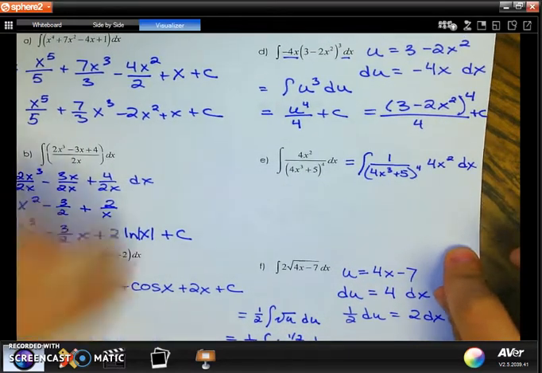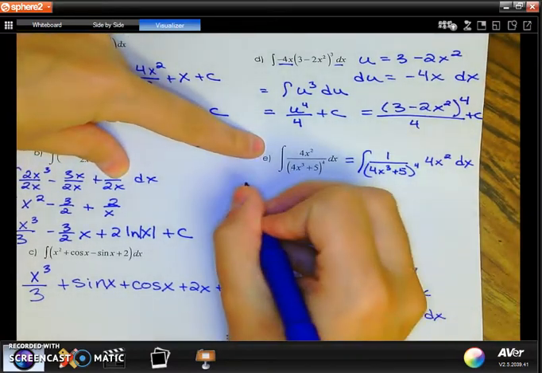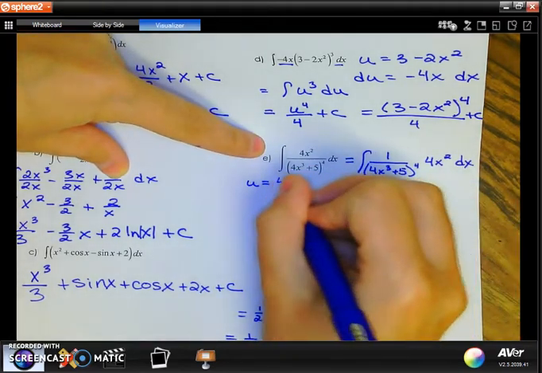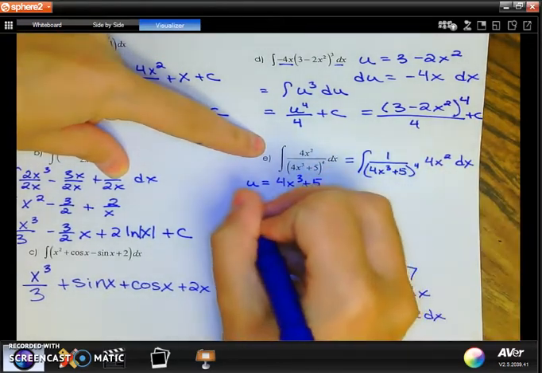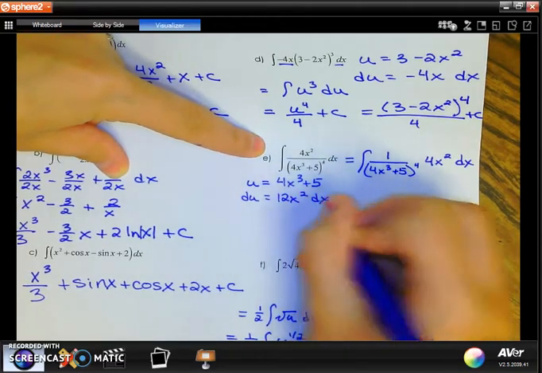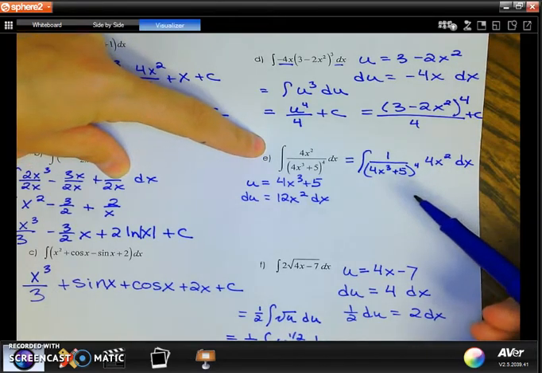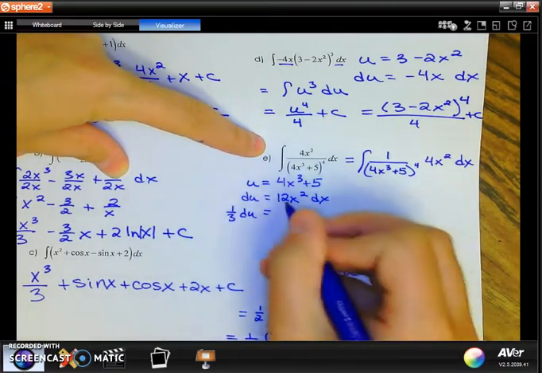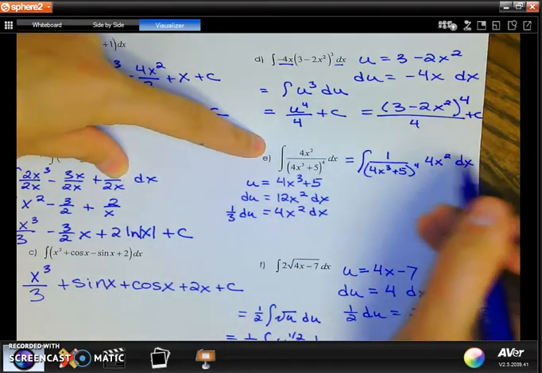The reason I did that, I think it's going to make it easier to see when I get my u and my du that it'll fit in there. So I'm going to say that u is whatever the parentheses are. So I've got 4x cubed plus 5 is my u, which means that my du, the derivative of that, is going to be 12x squared dx. Now, that's not exactly what I have going on over here, so I want to multiply that by 1/3. 1/3 du equals, if I divide that by 3, I get 4x squared dx. That's exactly what I want.